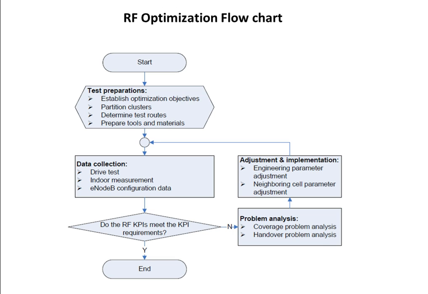If all the KPIs are already met, there is no need to do any additional activities. If all the KPIs are not met, we need to do the problem analysis, which could be related to coverage, handover, or various other factors, and recommend the changes for the recovery of all these problems within the network. So we can do the engineering parameter adjustment, physical parameter adjustment, or neighbor cell parameter adjustments.